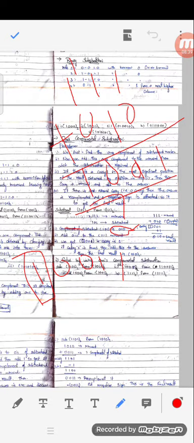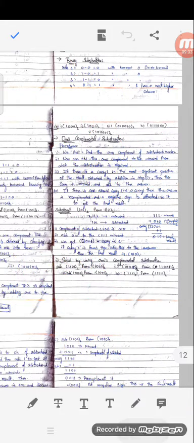If the carry is 1, what do we have to do? Just add 1 to the answer. If the carry is 1, add 1 to the remaining answer. That is 001 plus 1, which gives 010. So this is the final result.